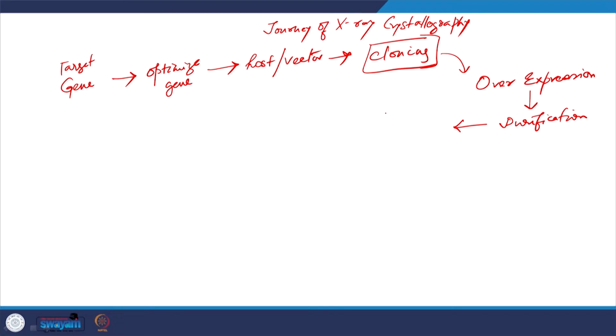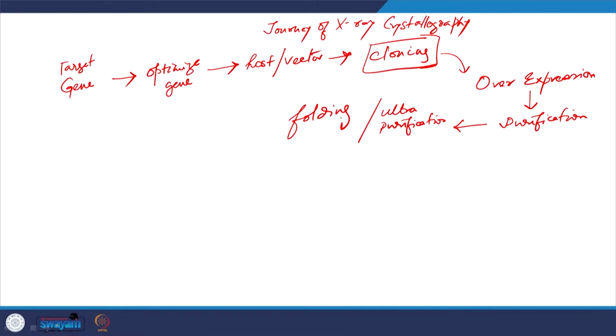One, ultra purification; second, folding, because if the protein is not folded you are not going to get a crystal. So, this is the process which is common to most of the structural technology. We are going to discuss what comes after that. Now, when we have protein we go for crystallization.